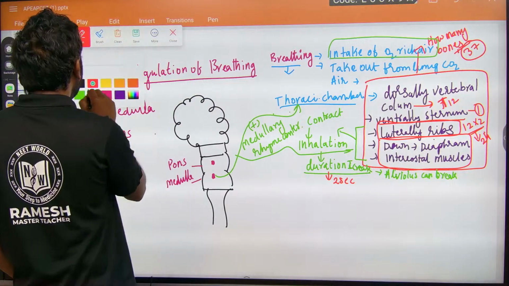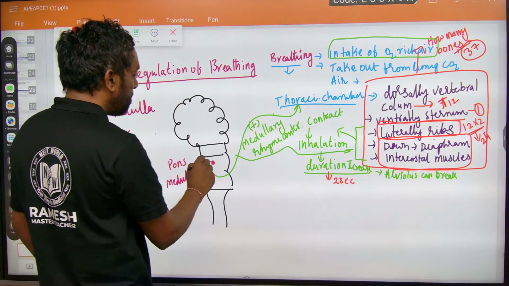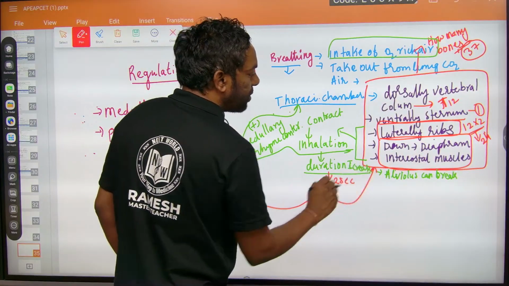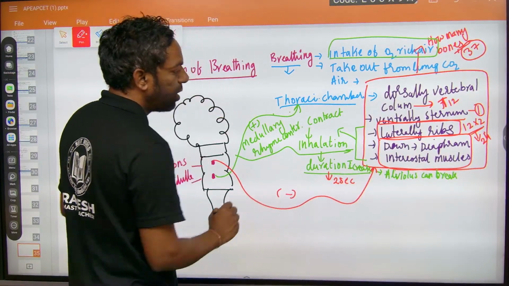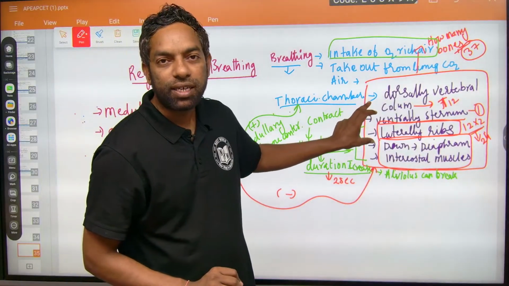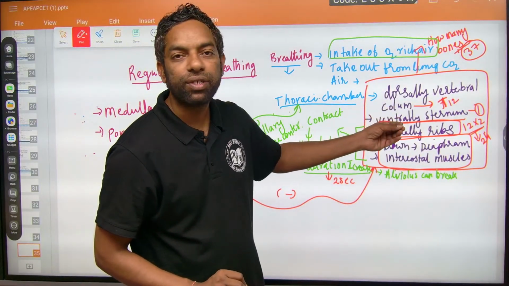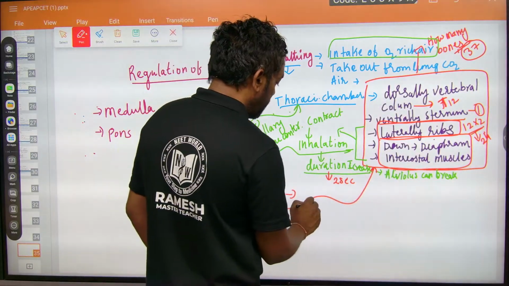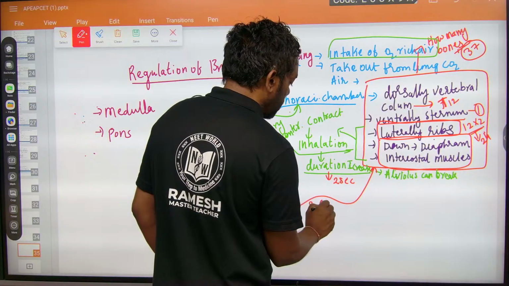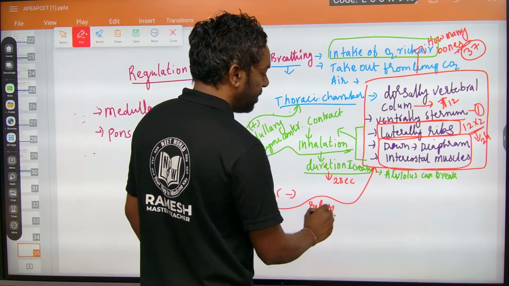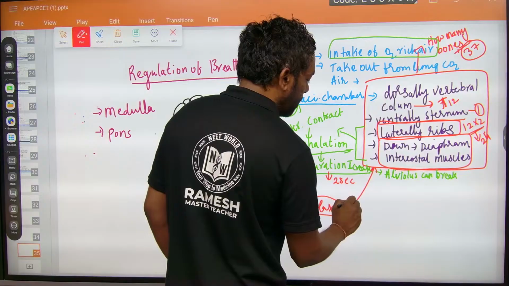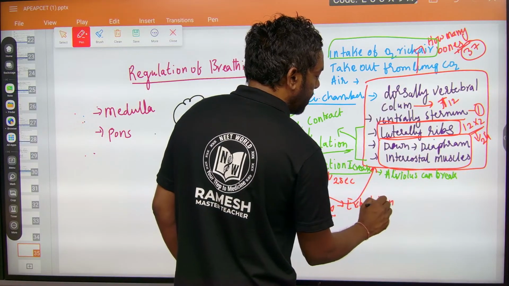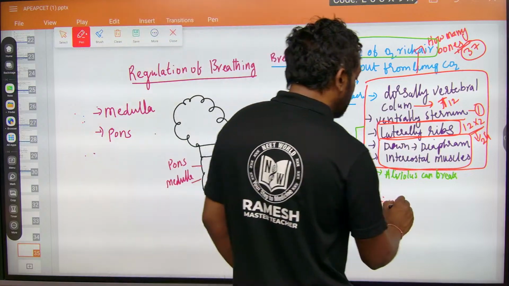Negative feedback takes place from the pons. The pons gives negative signals to the thoracic chamber, so the external intercostal muscles, internal intercostal muscles, and diaphragm relax. This is exhalation. This is a passive process.